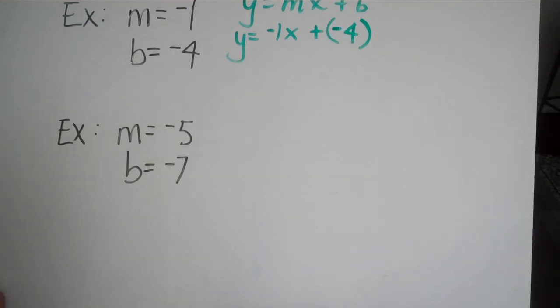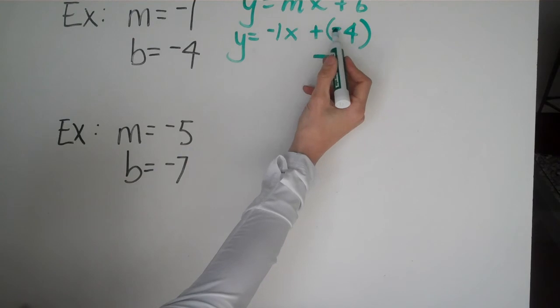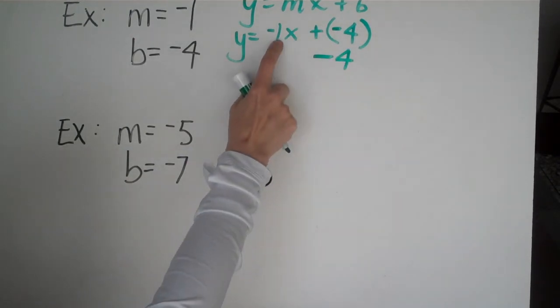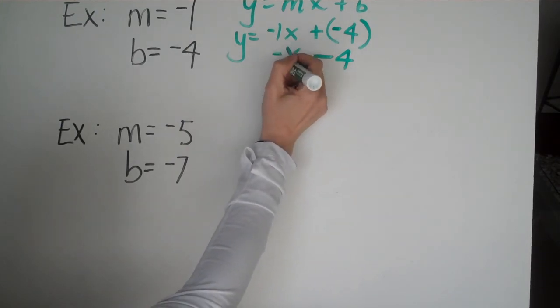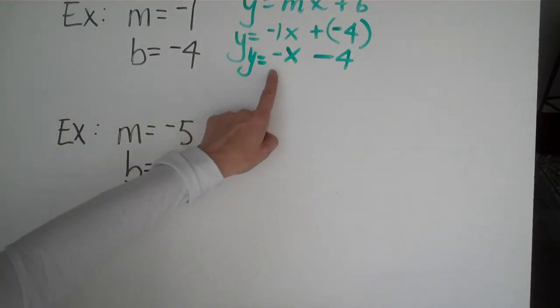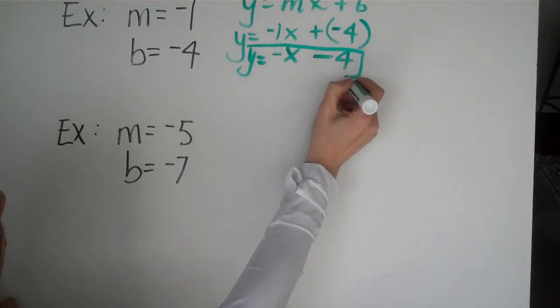is the b. Now, you know adding a negative is the same as subtraction, so I'm going to just simplify that, and instead of plus a negative, I'm going to make it a minus 4. And also I know that negative 1x is the same thing as negative x. So I'm now going to make my final equation y equals negative x minus 4. So this would be my final answer right here.